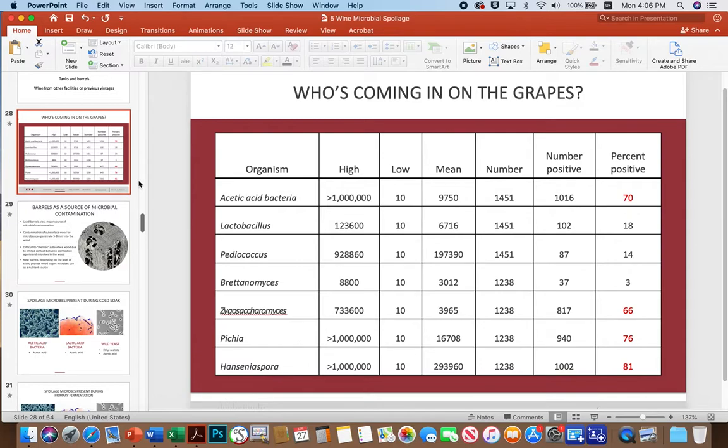This is a data set from ETS Labs, and they were looking at what microbes are coming in on the grapes, and so they used a variety of their molecular tools to give a variety of wineries a sense for what types of microbes were coming in, and just so they could get a baseline. And so you see here acetic acid bacteria had a huge range, from just at the detection level, which is 10, to greater than 1 million cells coming in with a mean of about 9,750.